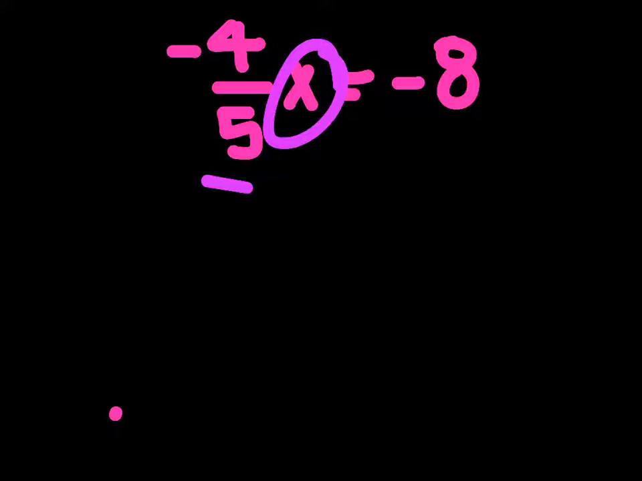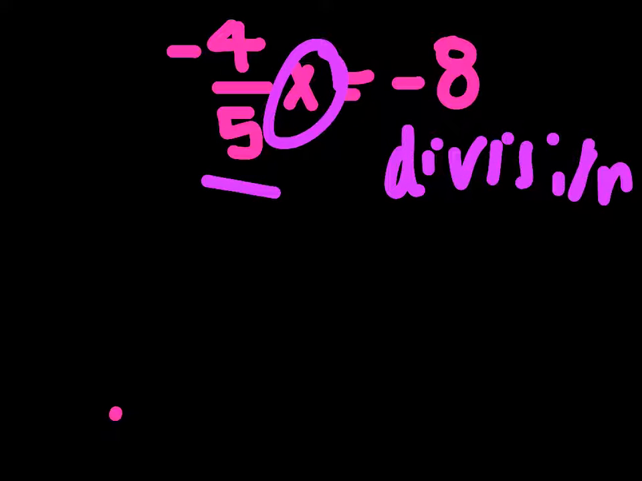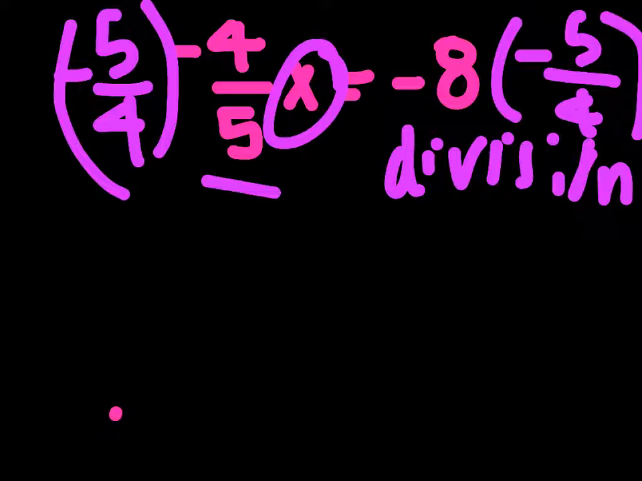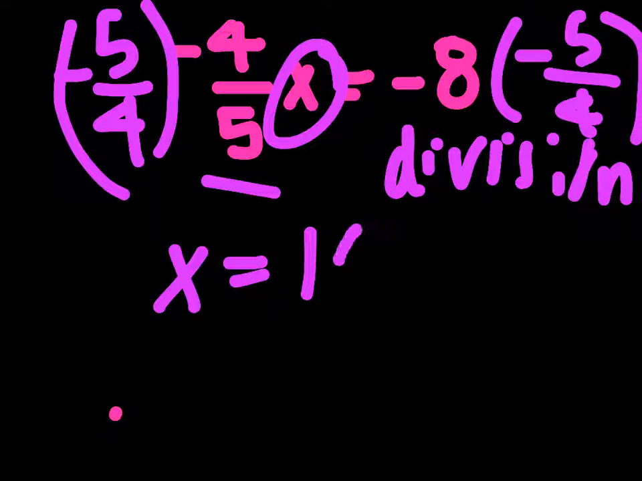And we know that's division, so we have to do multiplication, okay? So since this is division, we're going to multiply by negative 4 over 5. But since this is a fraction, we're going to multiply it by its reciprocal, okay? So now it becomes negative 5 over 4, okay? And then we multiply this side by negative 5 over 4, okay? So now the x is down by itself now. Negative 8 times negative 5 over 4 is 10.